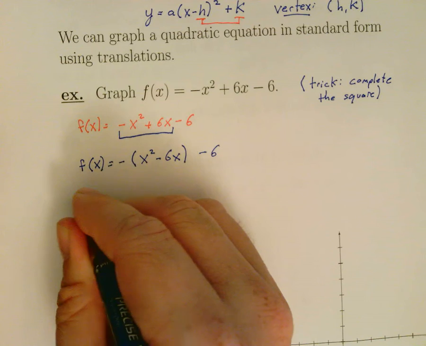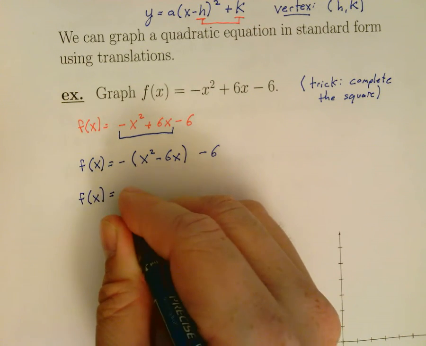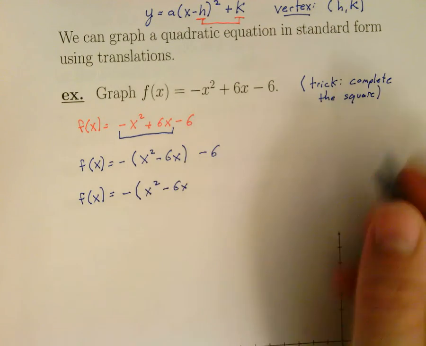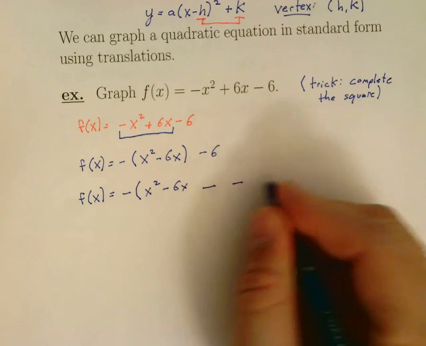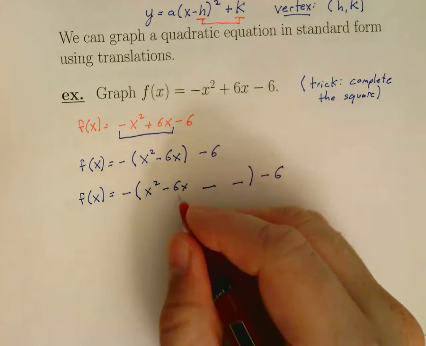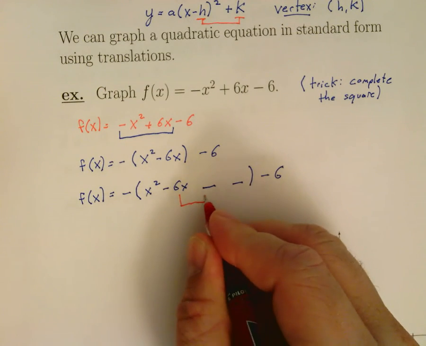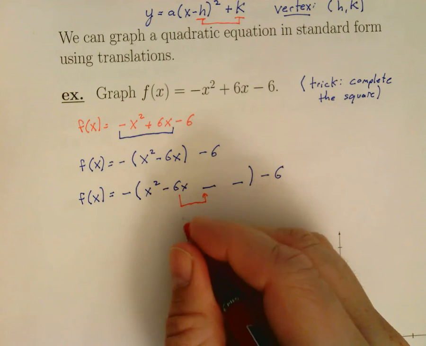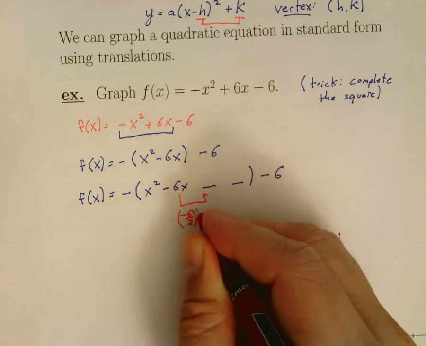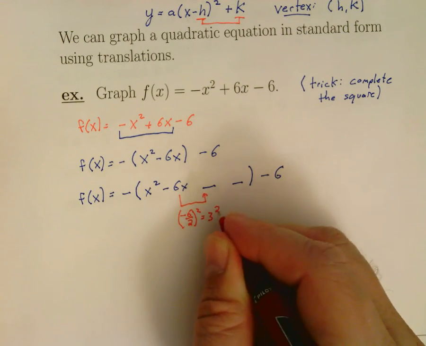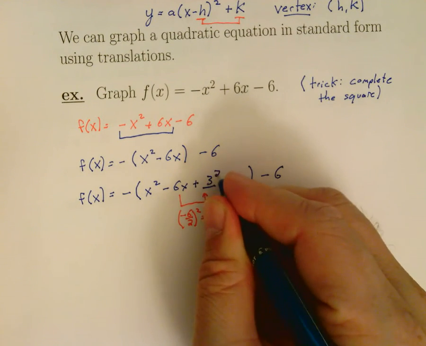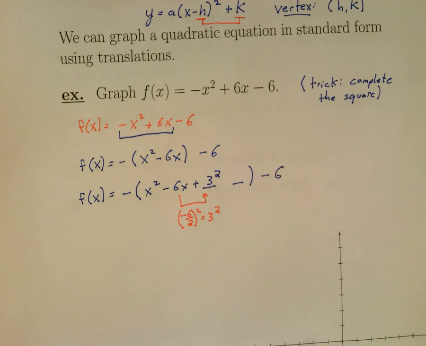Now this is the trick about completing the square. Let me write this out. I have f of x equals minus (x squared minus 6x), and I'm going to put two numbers down here. For this little guy, I'm going to take that middle term, divide it by 2, and square it. So I have negative 6 over 2 squared, which is the same thing as 3 squared. So I'm going to add 3 squared to this.